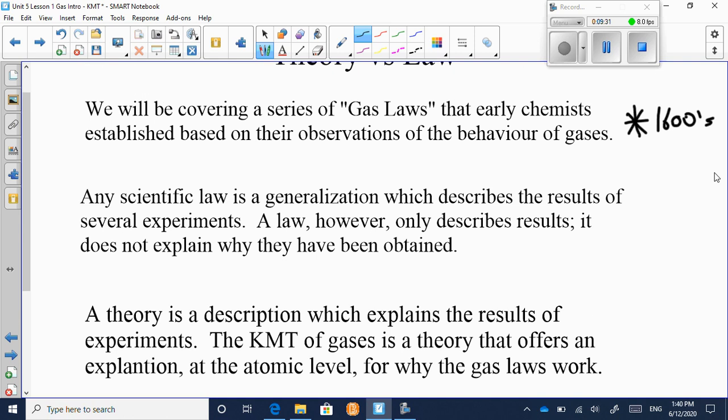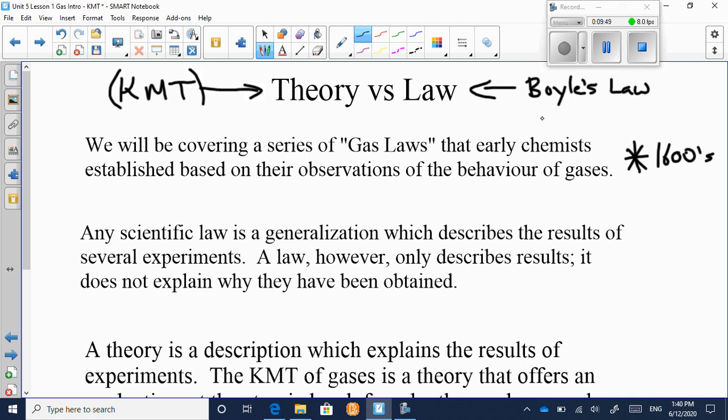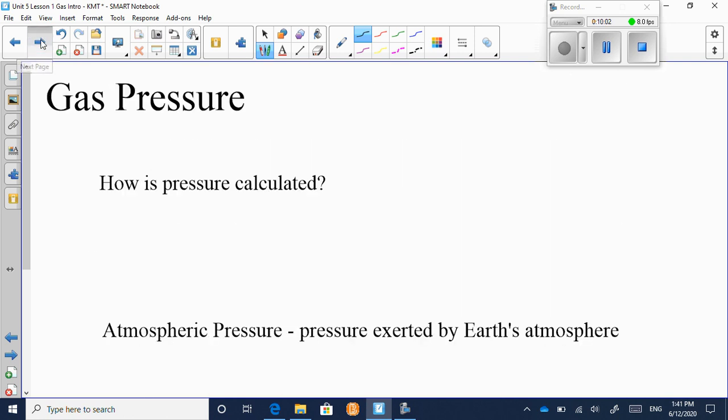Okay, so we've got 2 things going on here. We've got KMT, which is the kinetic molecular theory. That's the theory. And then, as you're going to see in the coming slides, we've got these various laws. We've got Boyle's law, we've got Charles's law, and so on, etc. So we've got the laws that were the result of all these observations that these early scientists made. Okay, here we go.